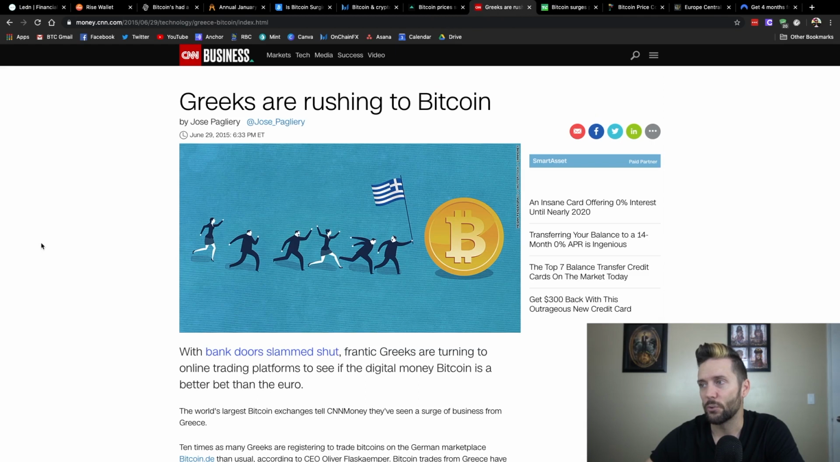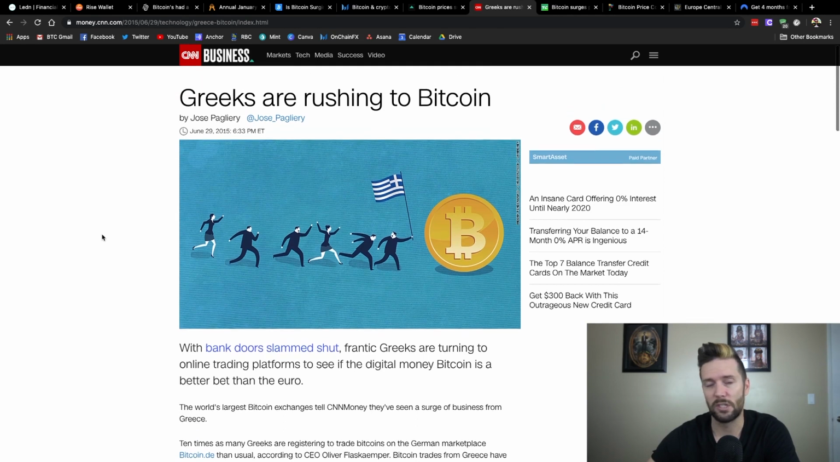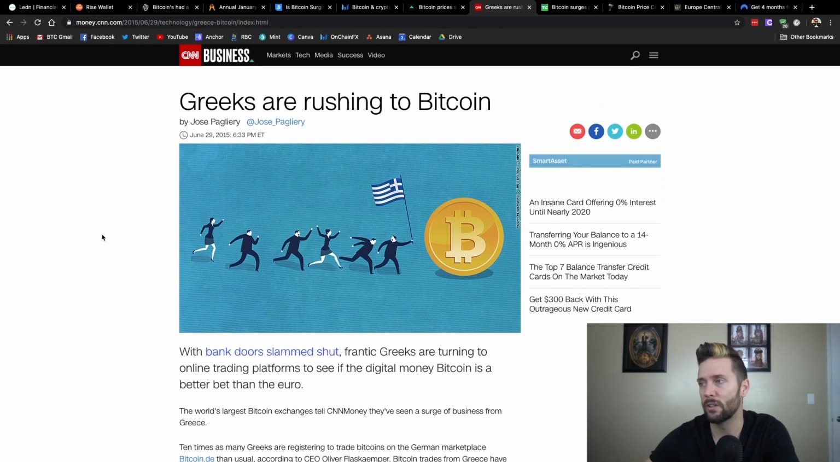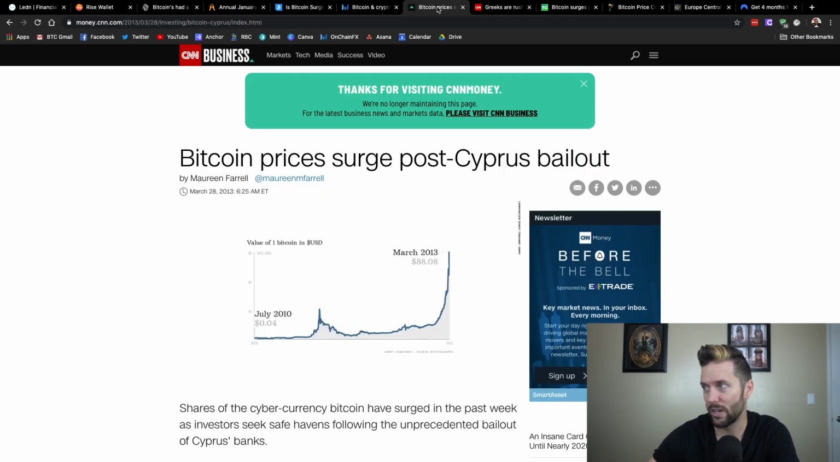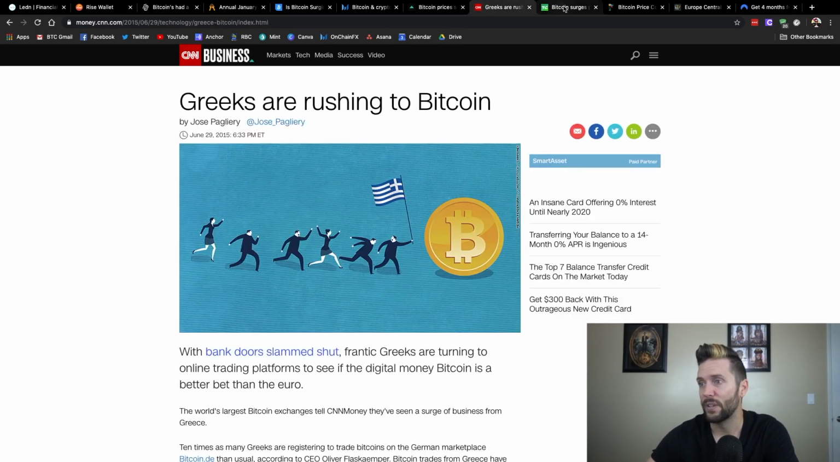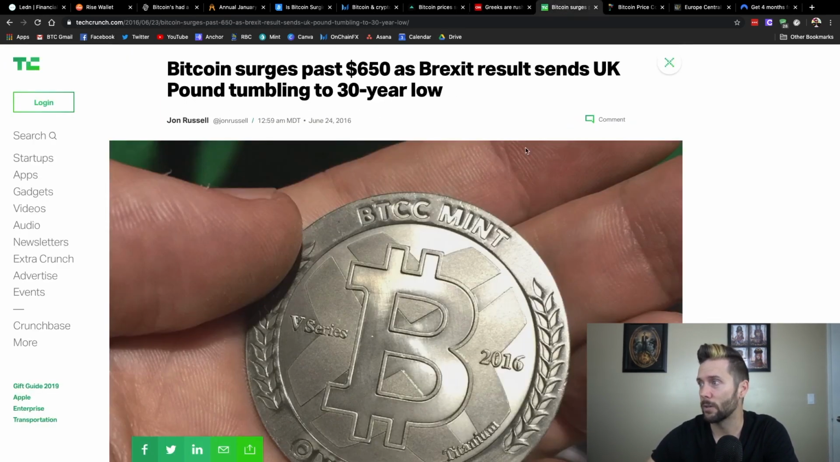There was the Greek banking crisis, where Greeks could only withdraw certain amounts of cash. I believe it was 60 euros per day from banks. And again, there was talk of a bailout happening in Greece at the time. This was back in 2015. By the way, Cyprus was 2013. Here's an article from TechCrunch where the title is "Bitcoin Surges Past $650."